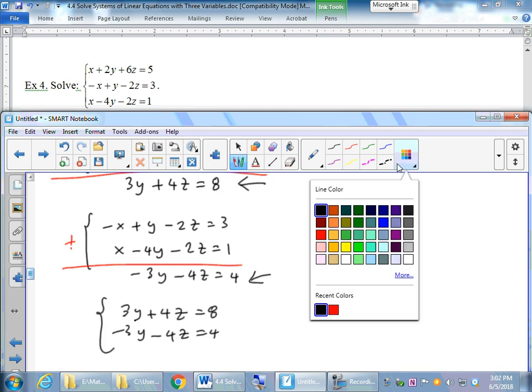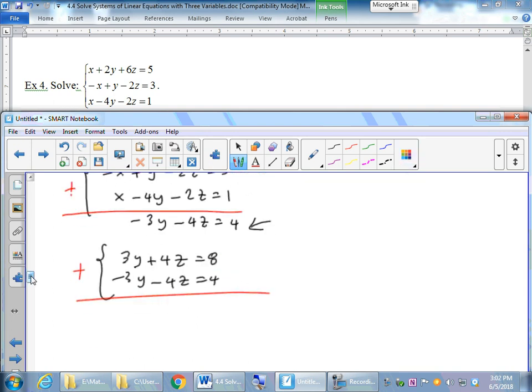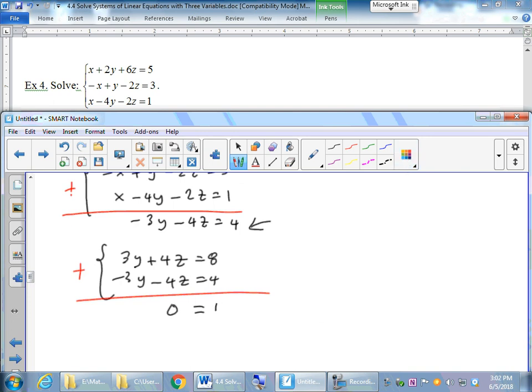And I don't need to do anything, and when I add up these two equations, this gives me 0 is equal to 12. That is a false statement, so therefore we know that this is no solution. From previous examples in previous sessions, this should be easily recognized at this point.